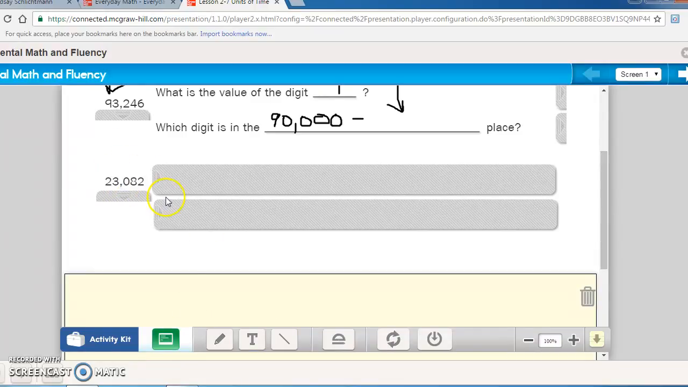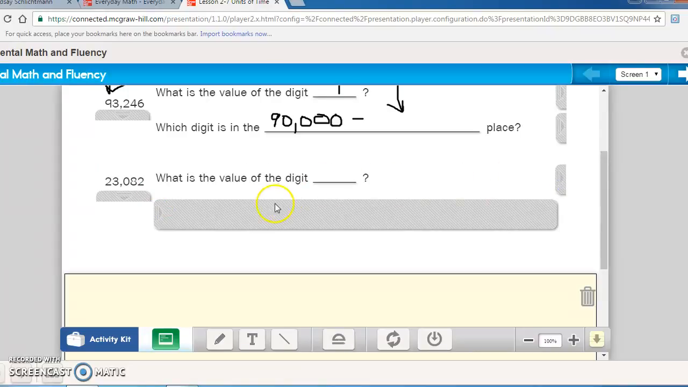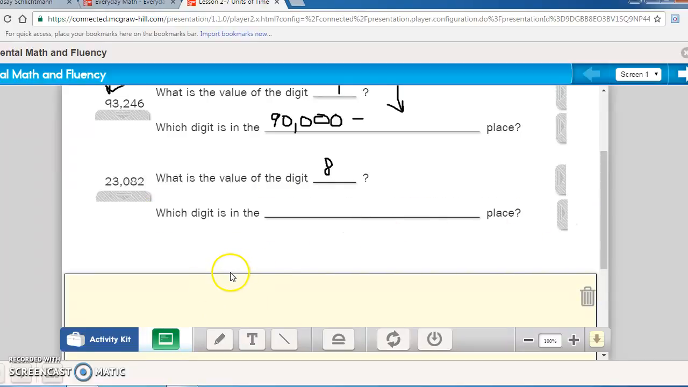Our next number, 23,082. What is the value of the digit 8? And which digit is in the tens place? Well, in the tens place is the digit 8. What is its value? 80.